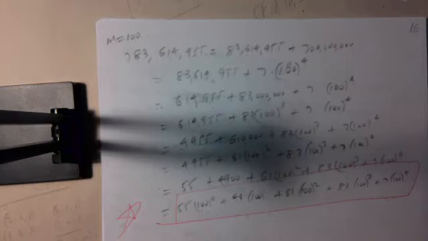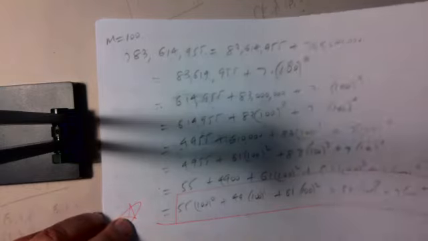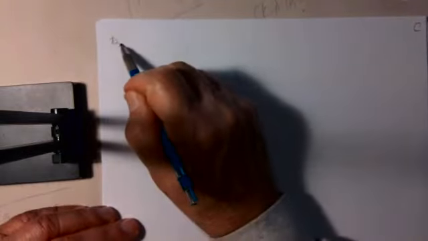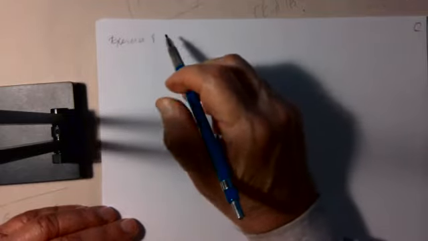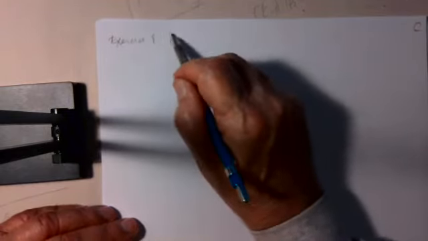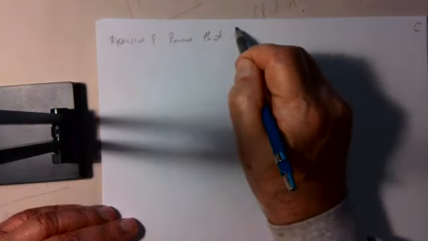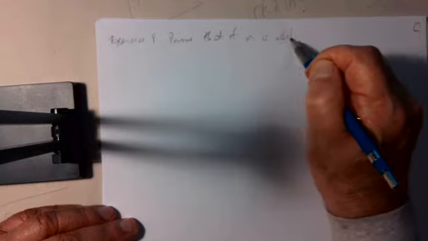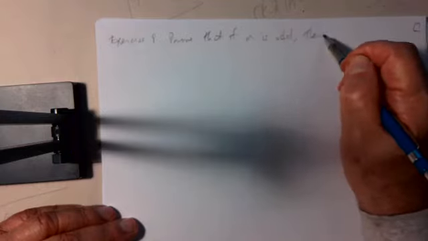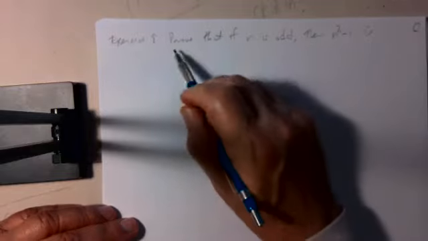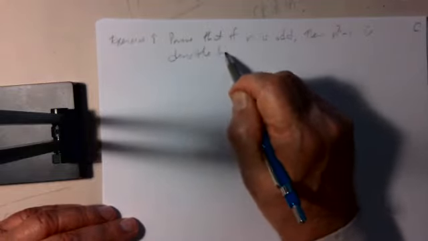Let's see, what are some other problems I might do? What about problem 9? This is still section 1.1. Prove that if n is odd, then n squared minus 1 is divisible by 8.